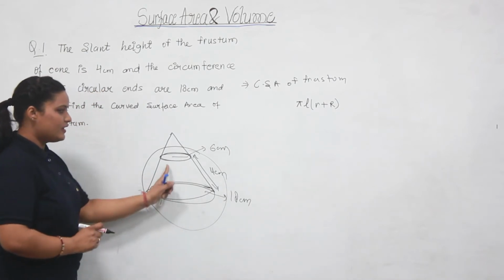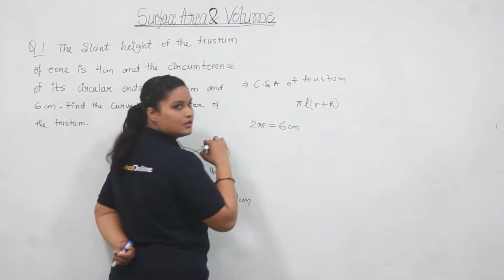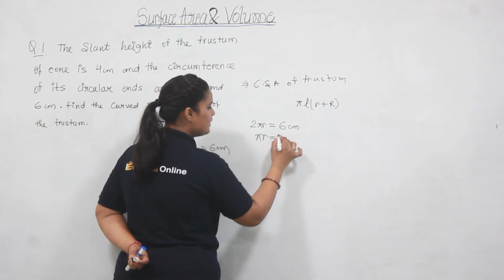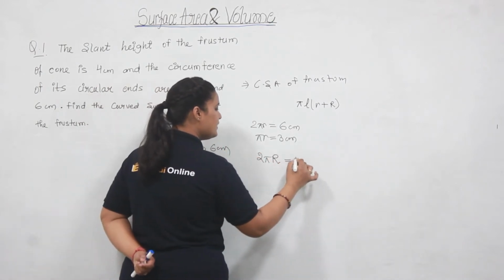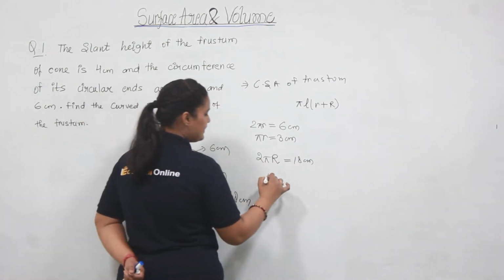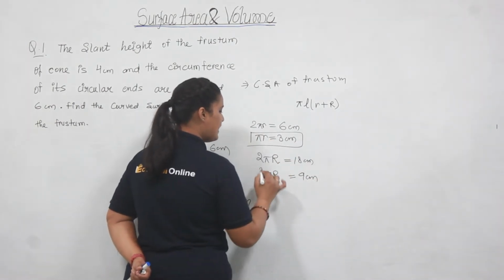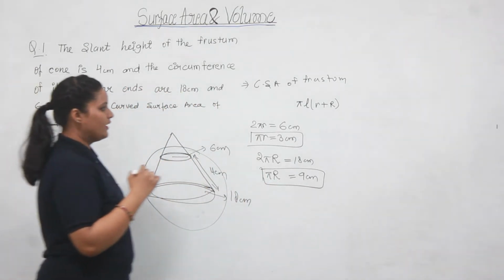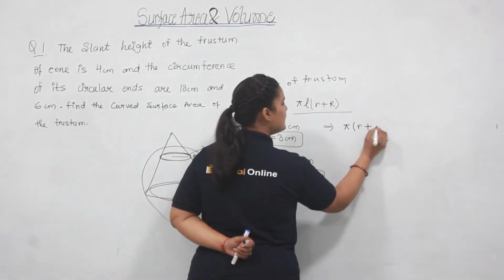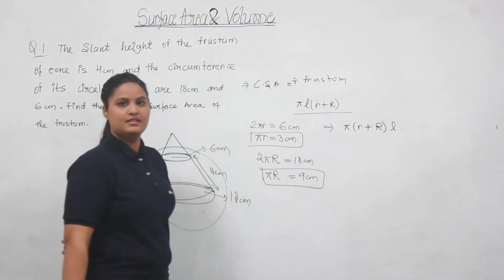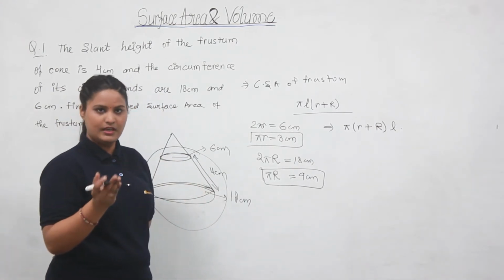Since we are given the circumferences, I can say 2 pi r is 6 centimeter. So can I say pi r is 3 centimeter? Yes. Similarly, 2 pi R is 18 centimeter, so I can write pi R is equal to 9 centimeter. I will use these two quantities. Now can I write it as pi (R plus r) L, right? Does it make any difference? No, because in multiplication we can relocate this value here and there.